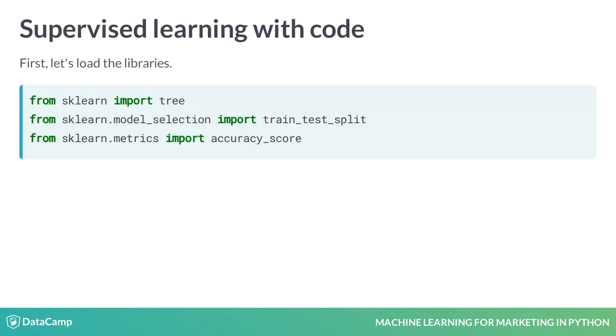We will build a supervised learning model using a simple model called decision tree, which is basically a set of if-else rules which decide what is the predicted outcome. First, let's load the libraries we will need. We import the tree module from scikit-learn, then the train-test-split function to split the data into training and testing datasets, and finally, the accuracy score function to calculate the model performance.